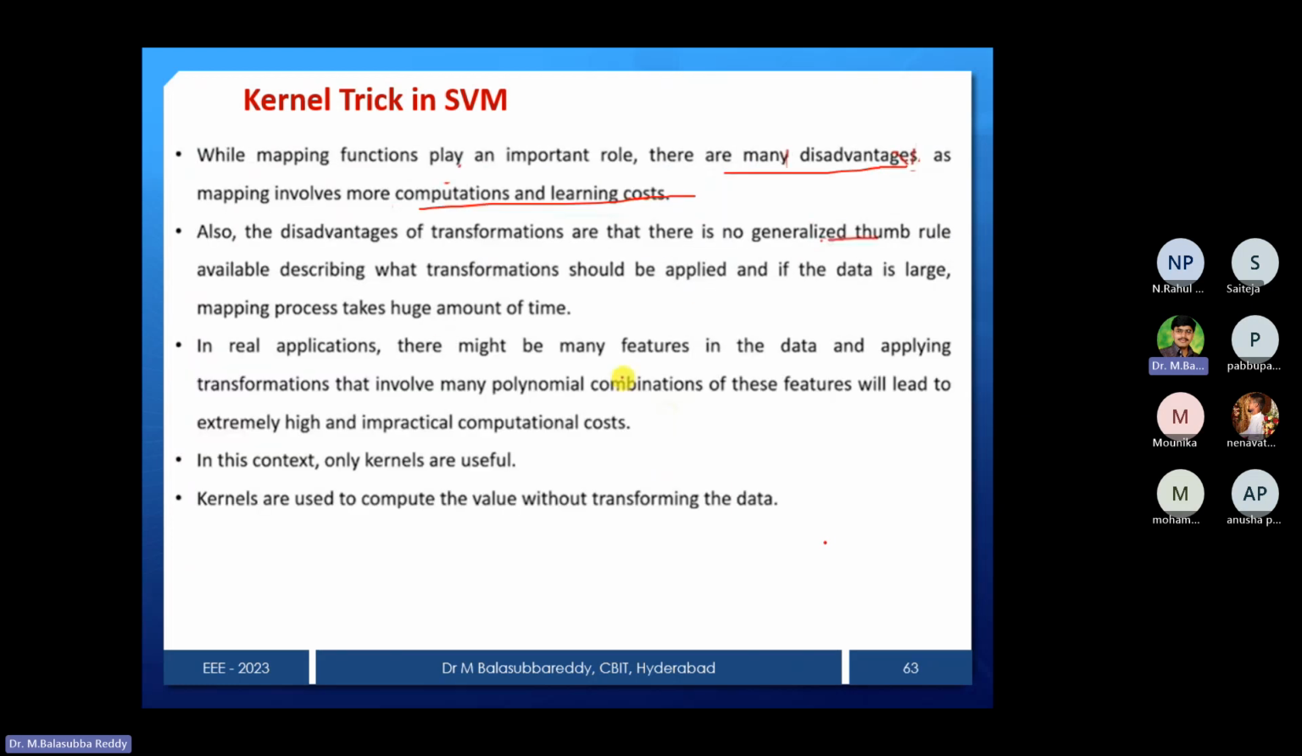So that is the disadvantage. The disadvantage of transformation is that there is no generalized thumb rule available to transform a large data set. In real applications, there may be many features and huge numbers of data points, so the computational cost will be very, very high. This is where only kernels are useful.